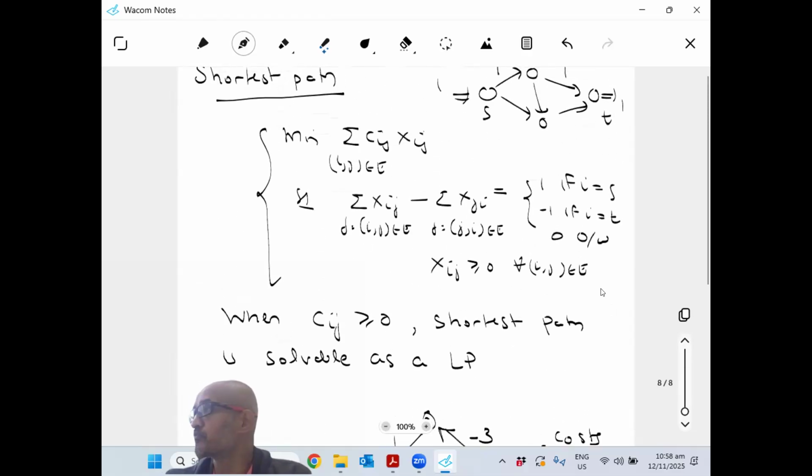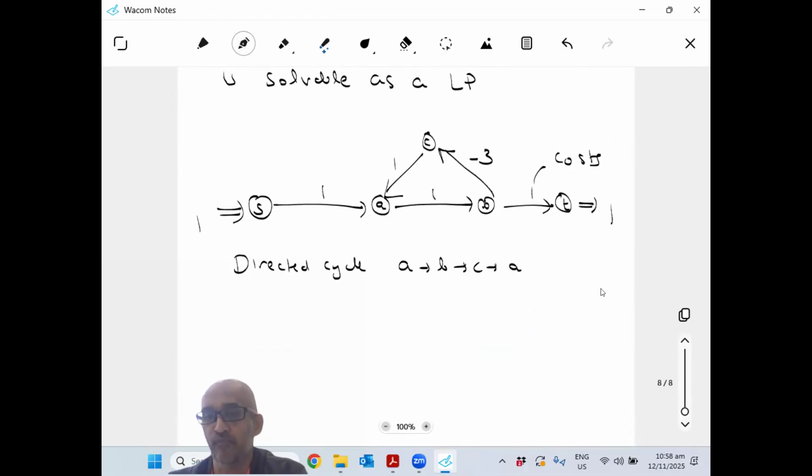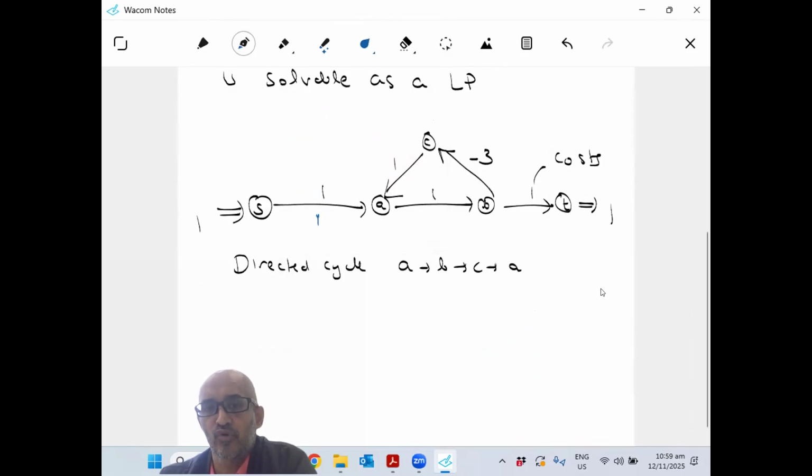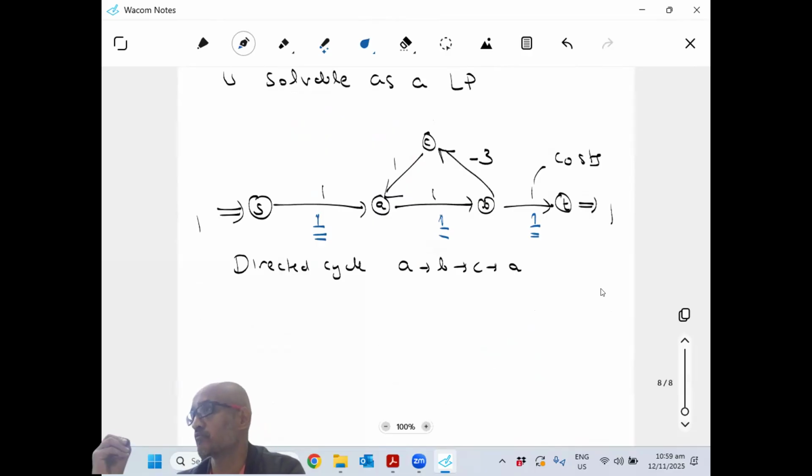I'm trying to solve this LP. What do you think will happen? I can only send 1 unit of flow from here, so I cannot send more than 1 unit. 1 unit enters, 1 unit exits. 1 unit should enter here for flow conservation. What you would expect is 1 unit to flow from A to B, and you will get a total cost of 3.